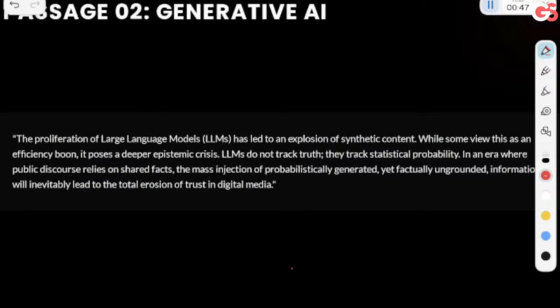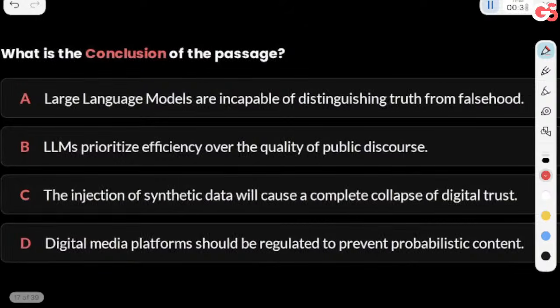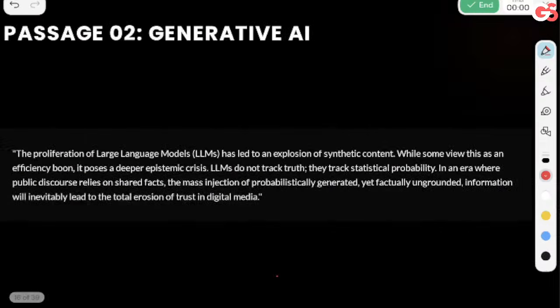Let's go to the question. Here we need to find the conclusion. All right. The passage was like this.